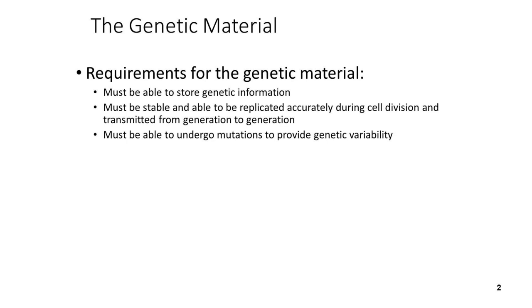And to start with, we are going to talk about the requirements for the genetic material. So what does it mean to be genetic material? Well, you have to be able to store genetic information. I mean, that seems obvious. You must be stable and able to be replicated accurately during cell division and then transmitted on from generation to generation. You must be able to undergo mutations in order to provide genetic variability.